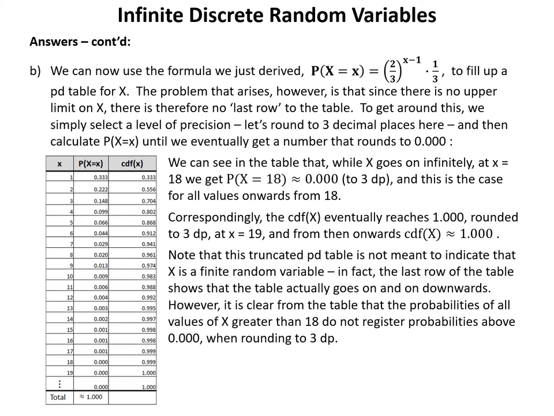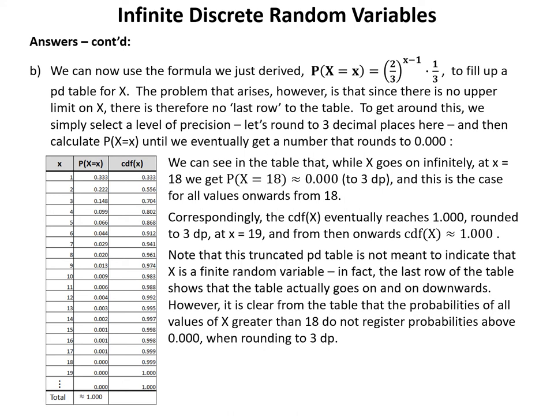So correspondingly, the CDF of x eventually reaches 1, or very close to it. There can always be a little bit of rounding error, but generally speaking, it will eventually reach a rounded value of 1, in this case rounded to 3 decimal places. So it reaches that at x equals 19.